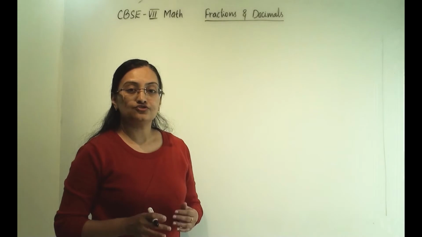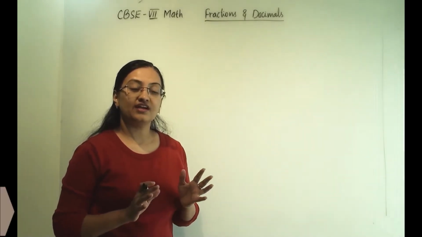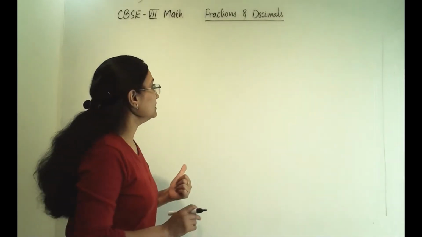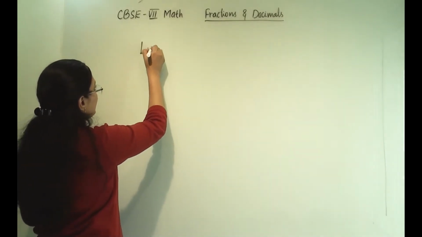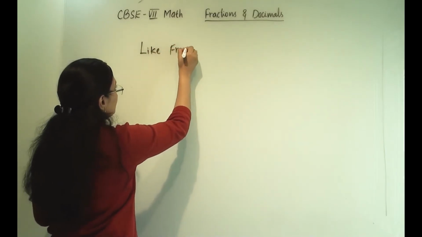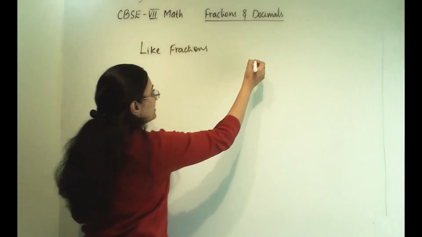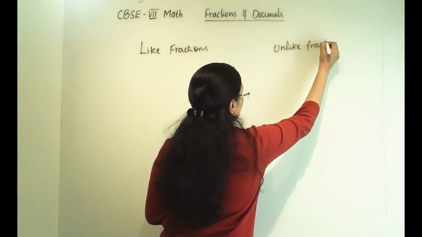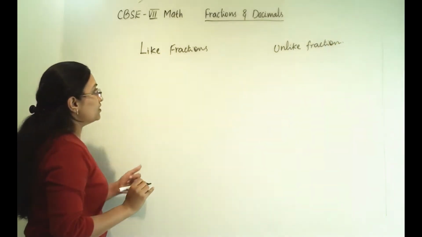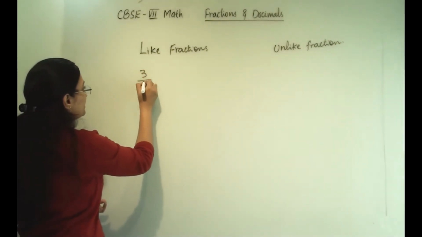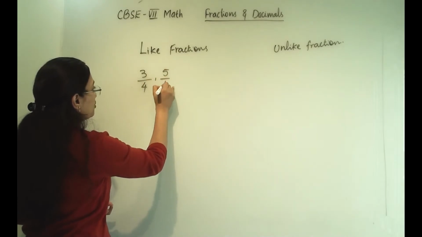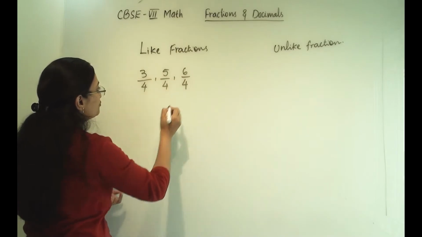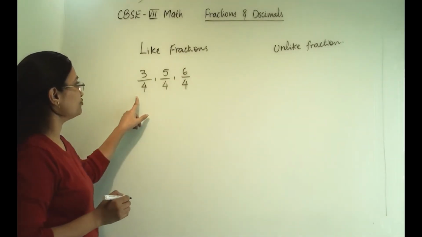So hope you have understood the concept of proper fraction, improper fraction and mixed fractions thoroughly. Now another concept we are going to study, that is like fraction and unlike fraction. What is like fraction? When the denominator is the same for the two fractions, or whatever fractions they have given to you, then these are all going to be like fractions.